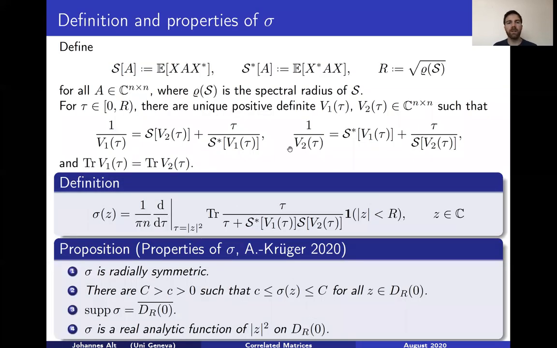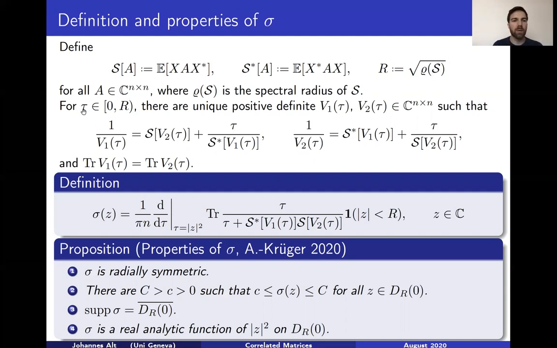To define sigma, I will introduce now the operators S and S star. Both of them map n by n matrices to n by n matrices in the following way. The matrix A is mapped by S to the expectation of X A X star, and S star of A is equal to the expectation of X star A X. These two operators capture all covariances between entries of X, and they will completely determine sigma. In the following, the square root of the spectral radius of S will be of crucial importance, and we denote this square root of the spectral radius by capital R.